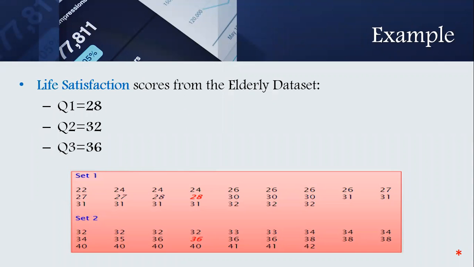Here's an example for the variable life satisfaction. In the box below, as you can see, the distribution is broken up into two equal sets of scores. The median for the first set is 28, and the median for the second set is 36. The median for the overall distribution is 32. So Q1 equals 28, Q2 equals 32, and Q3 equals 36.